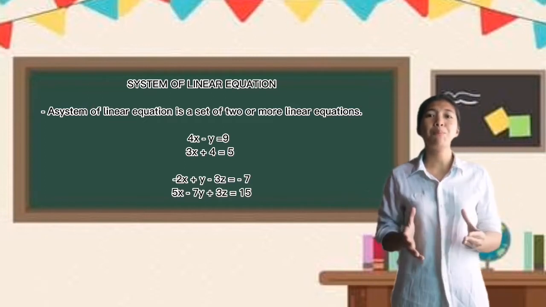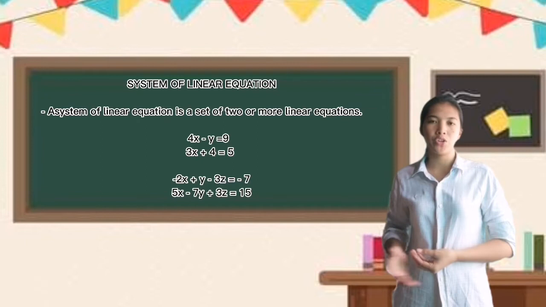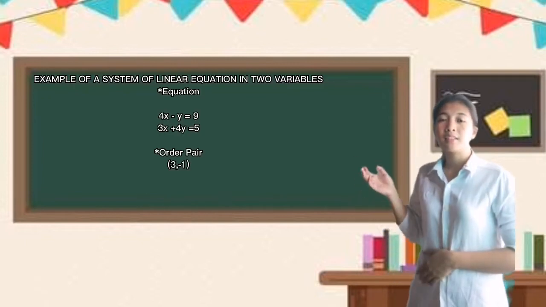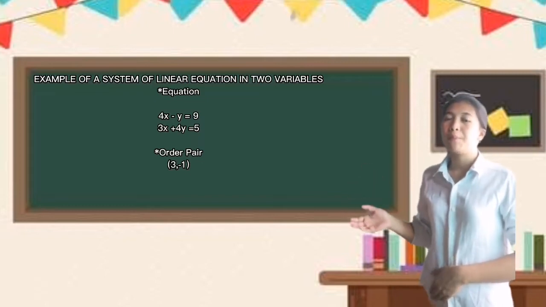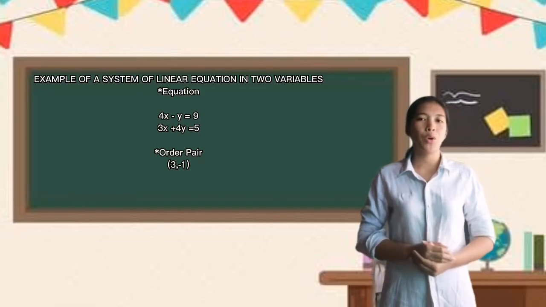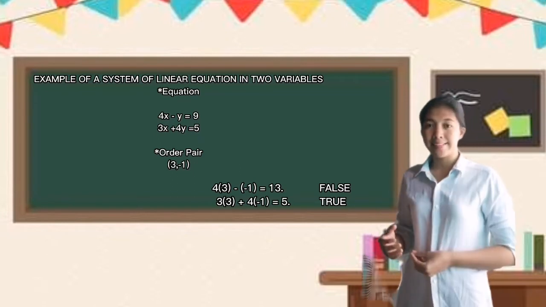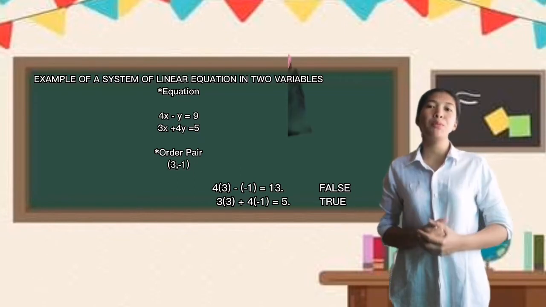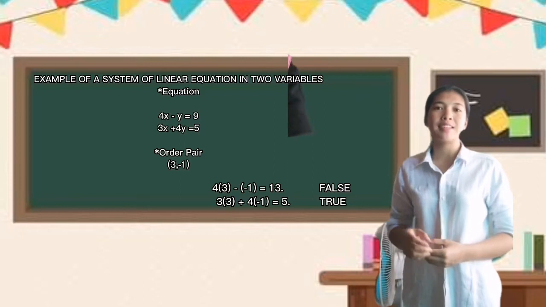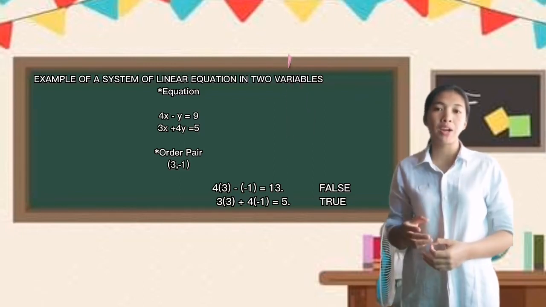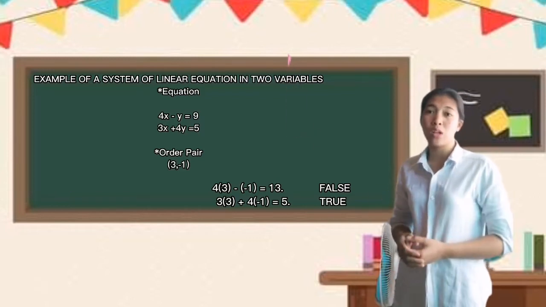In the example, we have to know whether it is true or false for a linear equation. So, we have here 3 and negative 1. So, this is the ordered pair. In order to know if a linear equation is true, just substitute the ordered pair to x and y. So, for example, the first equation is 4x minus y is equal to 9. The value of x is equal to 3 because our ordered pair is 3 and negative 1. So, the value of x is 3. The value of y is equal to negative 1.